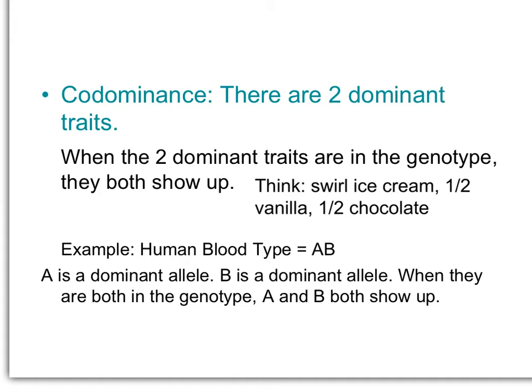The best real-life example for codominance would be human blood type. A is a dominant allele, B is a dominant allele as well, and you can have blood type AB. A is dominant, B is dominant, and they both show up equally side by side. So that is all codominance.